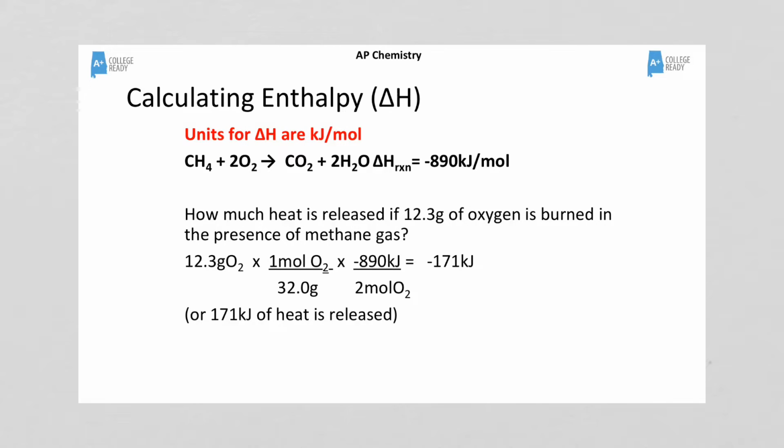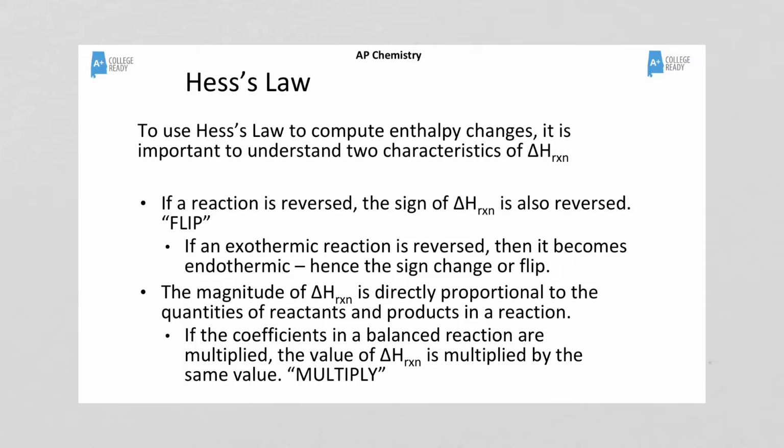12.3 grams of oxygen divided by the molar mass of oxygen times the delta H value per 2 moles of oxygen. Again, this energy value goes with every coefficient, and so since we're asked about oxygen, then it's per 2 moles. So overall, this is negative 171 kilojoules, or that much heat is released.